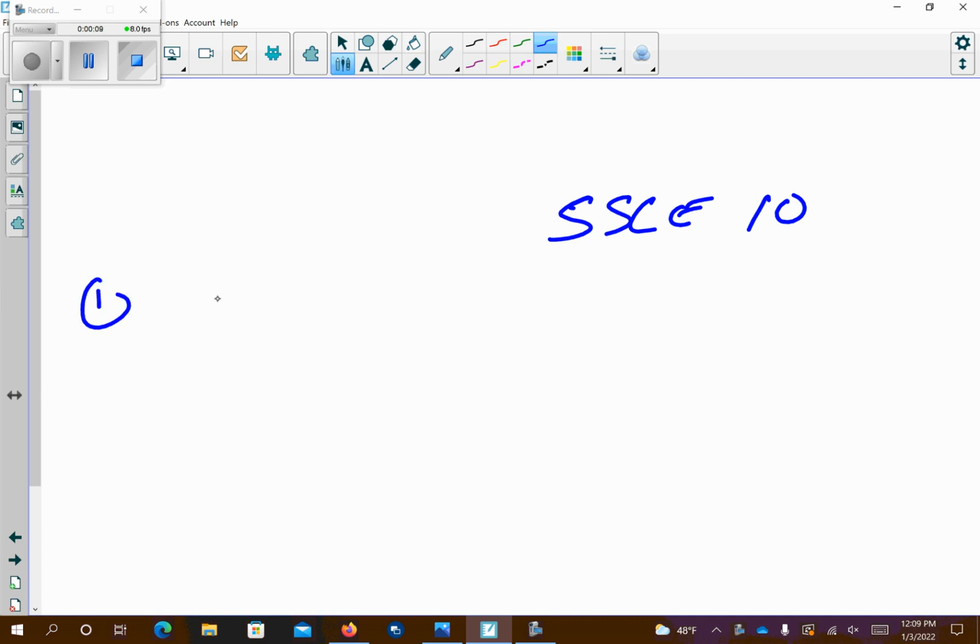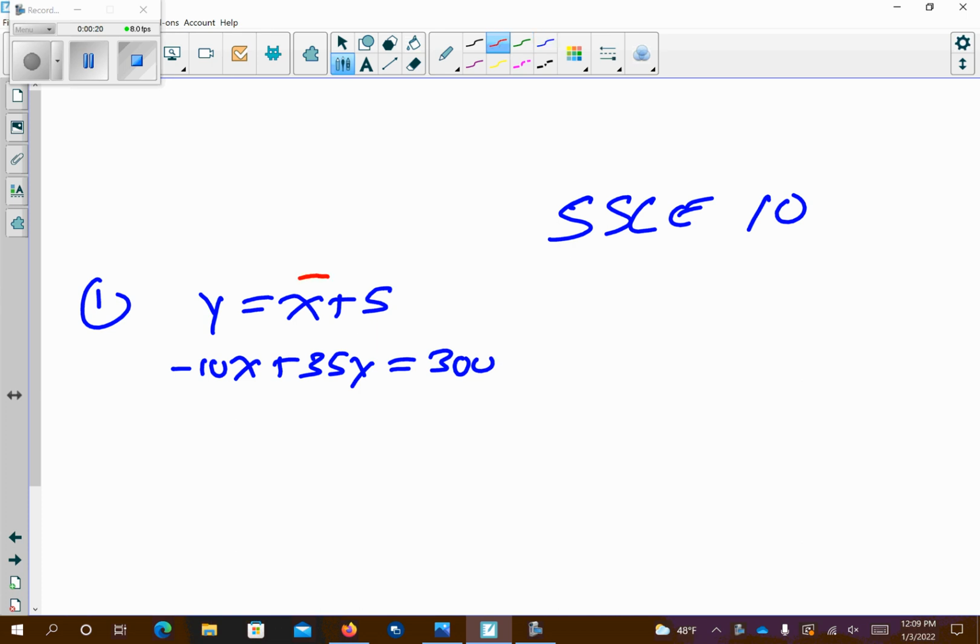Problem number 1, we have y equals x plus 5, so we no longer have an inequality, it's equal to. So we're trying to figure out the solution, the x and y value. This is set up to do substitution, so I'm going to take this and plug it in right here. I get negative 10x plus 35 times x plus 5 equals 300.